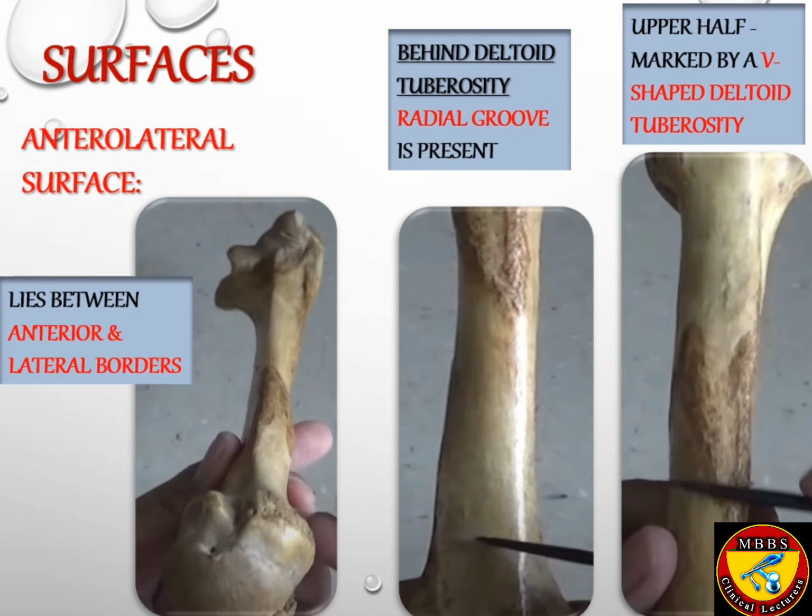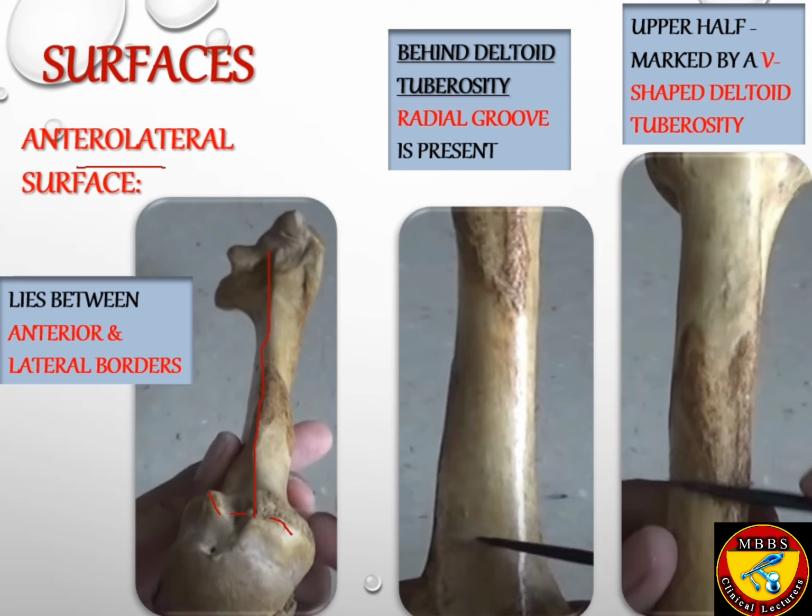Surfaces. Now the anterior-lateral surface lies between the anterior and the lateral border. Now, you can see this is the greater tubercle, and this is the lesser tubercle. This is the intertubercular sulcus. This is the lateral lip which forms the upper part of the anterior border. Now this is the anterior border, and this is the lateral border.